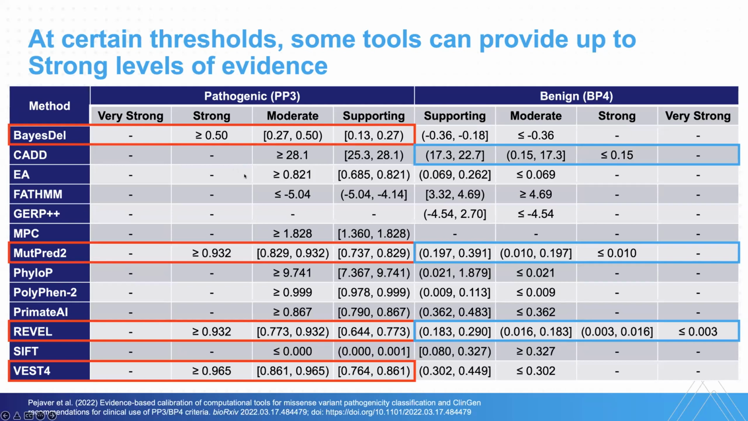On the other end of the spectrum, there are tools that can give strong evidence for benignity as well, and they're not necessarily the same tools. One case in point here is CADD. CADD gives moderate evidence for pathogenicity, but on the benign side, you can actually get strong evidence for benignity. There is a score threshold that will give you strong evidence for benignity.